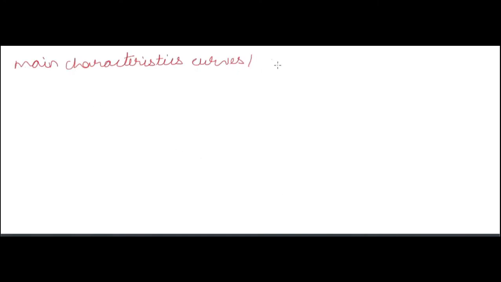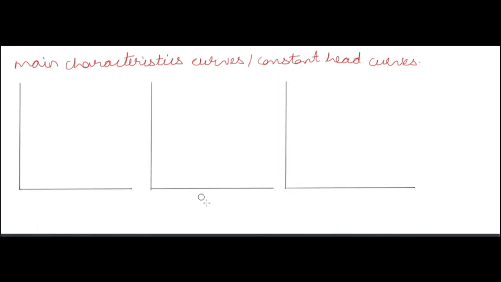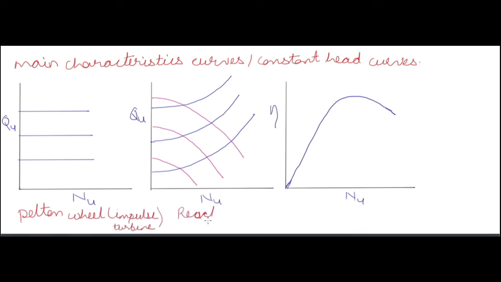Now we will have various curves. First, the main characteristic curves, which are called constant head curves, means these curves are drawn at constant head. First curve is unit discharge versus unit speed, and second curve is efficiency versus unit speed. The first graph is for Pelton wheel or impulse turbine, and the second one is for reaction turbine, and the efficiency curve is for all.